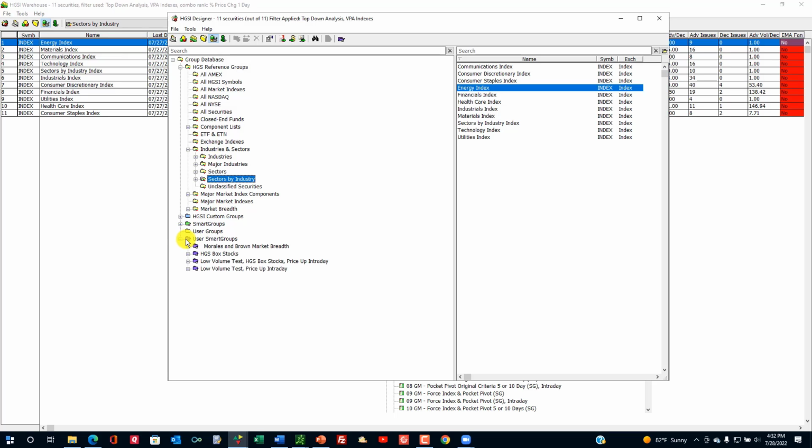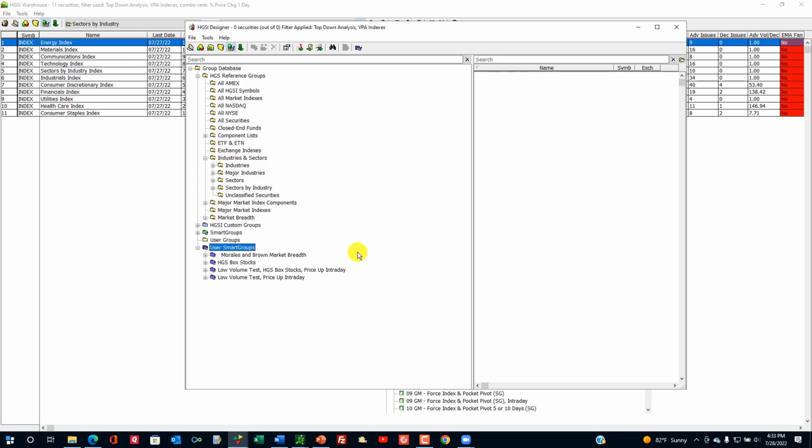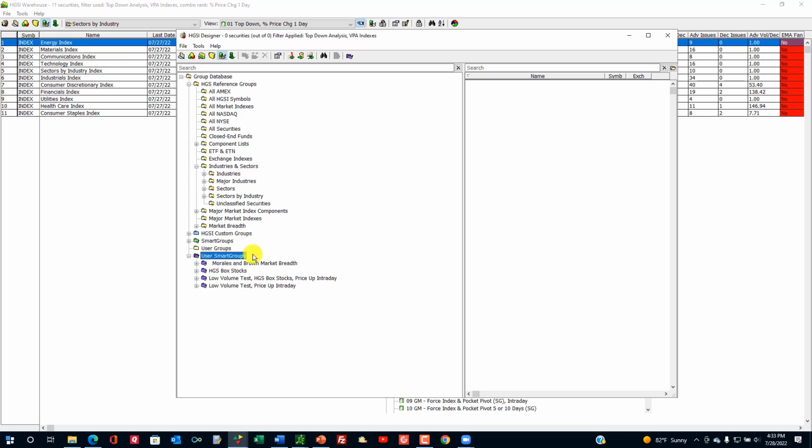By the way, for those HCSI users, I haven't sent it to Gil yet because I changed a few things, but there is a new add-on for Gil. The basic stuff is all there, but I've added some user smart groups, and this is a part of the program that Gil doesn't use because he doesn't need to. And I just want to cover a few things here.